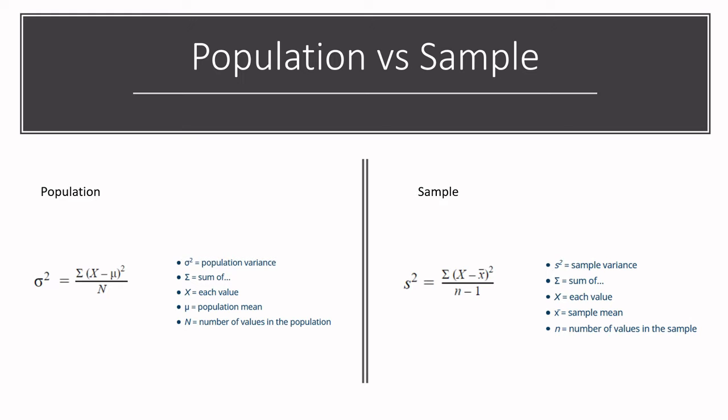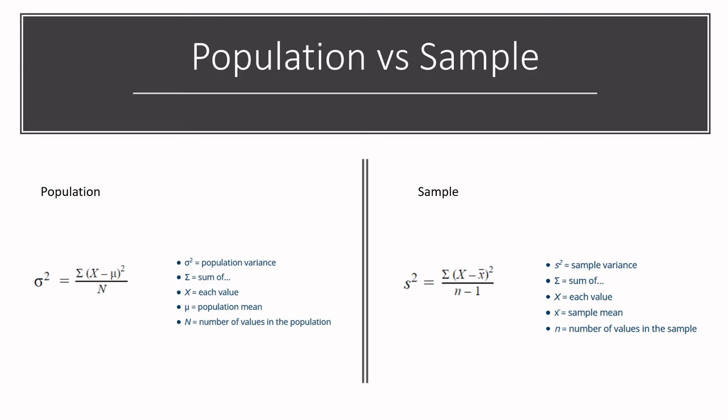Before discussing variance for the population and sample, let's try to understand what is meant by population and sample. The population is the whole data, whereas a sample is part of the data we are drawing from the population. To calculate the variance for the population, we divide the deviation by n, whereas to calculate the variance for the sample, we divide the deviation by n minus 1.